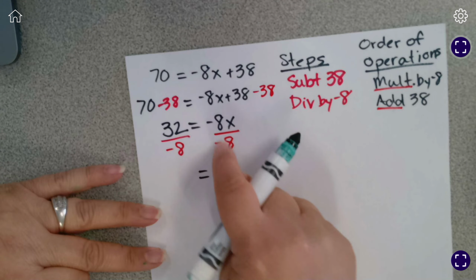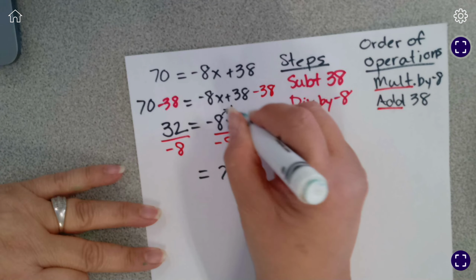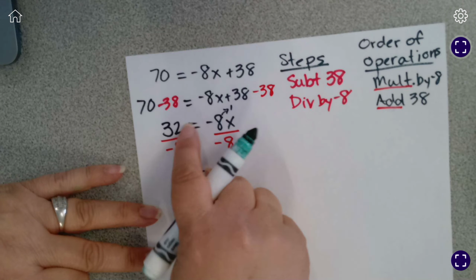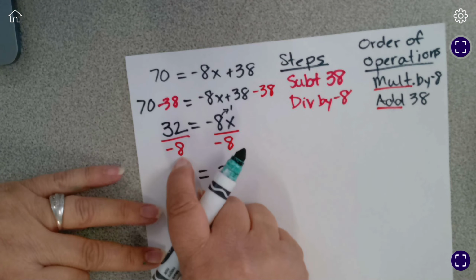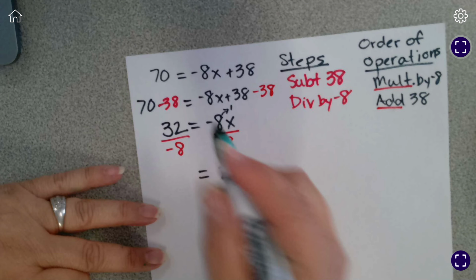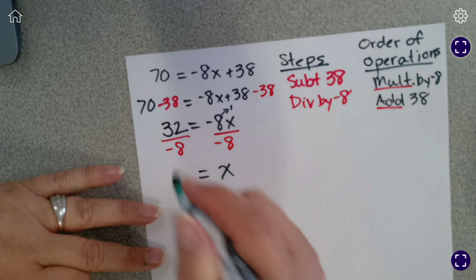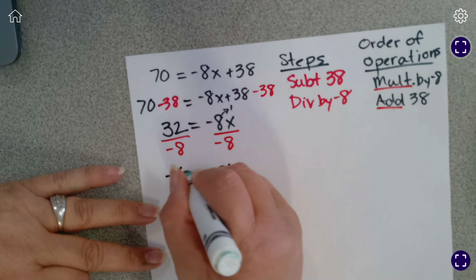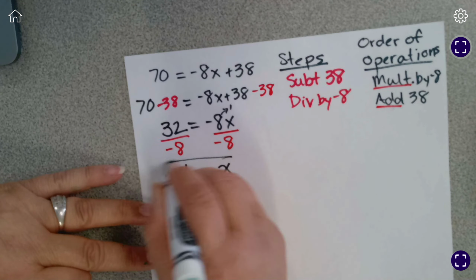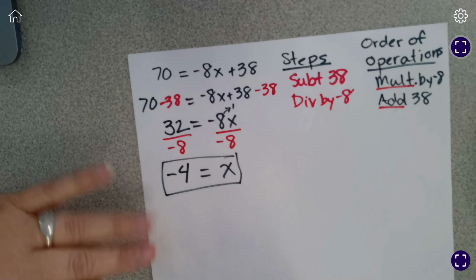Or you can say -8 divided by -8. That equals 1. 1 times x is x. 32 divided by -8 is -4. Yeah, because half is 16. Okay. And a positive divided by a negative is -4. So that's your final answer right there. So this is number 1.